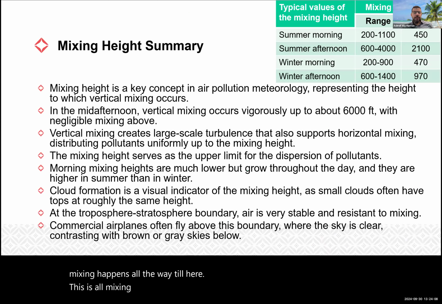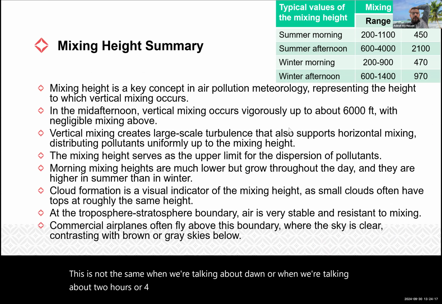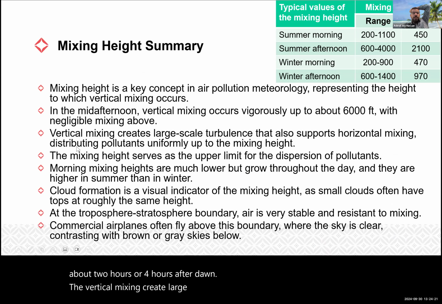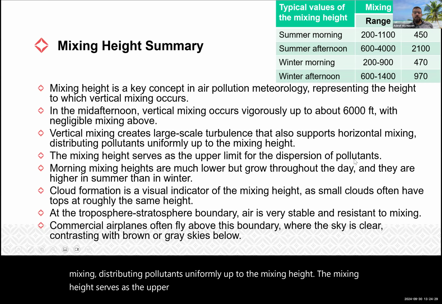However, this is not the same when we're talking about dawn or when we're talking about 2 hours or 4 hours after dawn. The vertical mixing creates large-scale turbulence that also supports horizontal mixing, distributing pollutants uniformly up to the mixing height. The mixing height serves as the upper limit for the dispersion of pollutants.